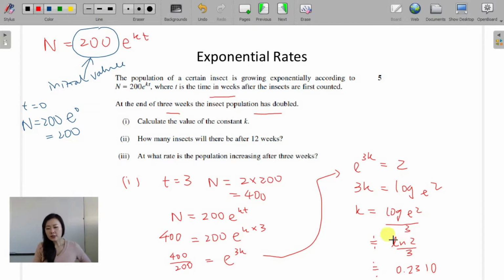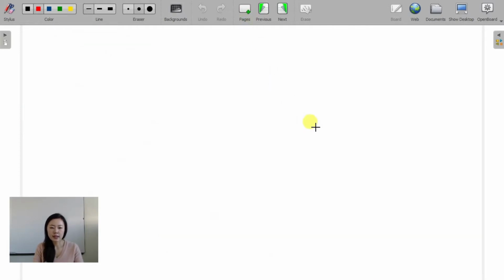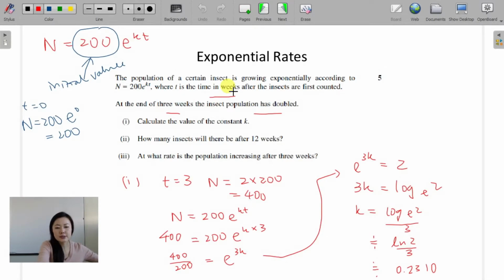Now, usually I like to use the exact answer rather than the rounded answer, only because the calculator can be quite sensitive when it comes to exponential functions. Even at 4 decimal places, it can be a couple of numbers off. So second part: how many insects will there be after 12 weeks? So you need t equals 12.